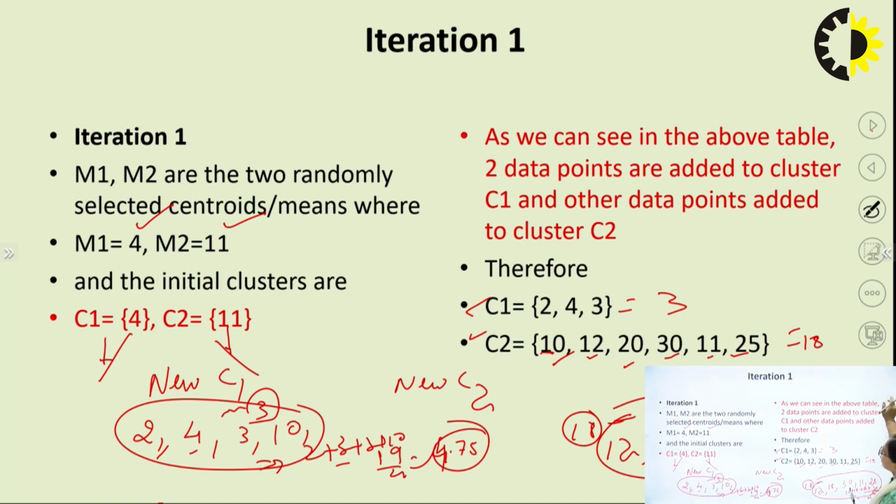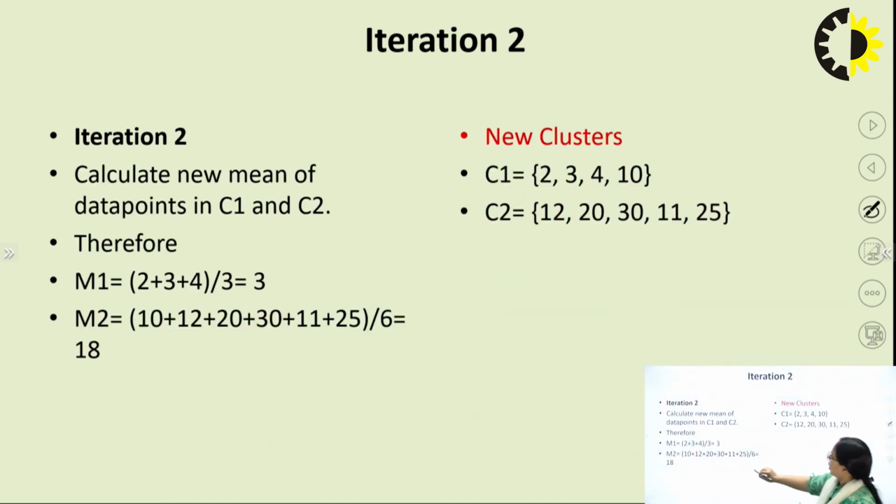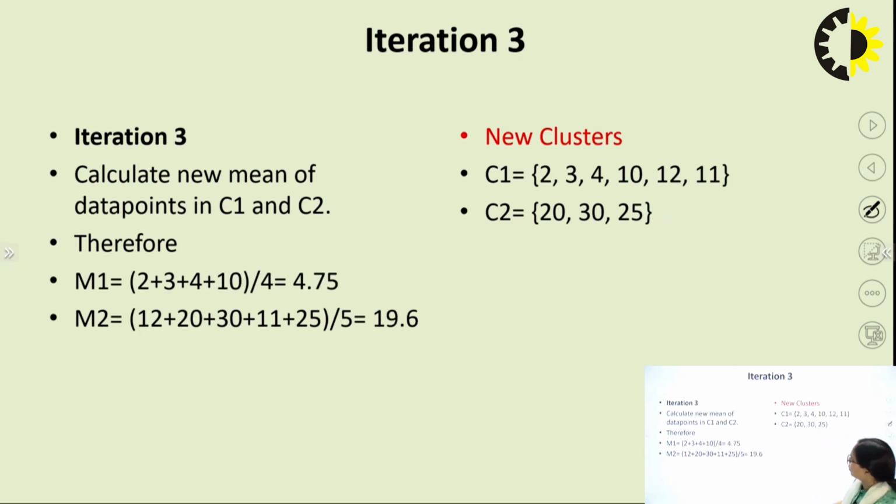So let's see the same. This is my shifting done. You can see this shifting is done over here, and 10, which was earlier part of C2, is now part of C1. New cluster that is formed, and found the average as 4.75 and 19.6, right? Again we do the clustering. How do we do the clustering again? Check for each element again.